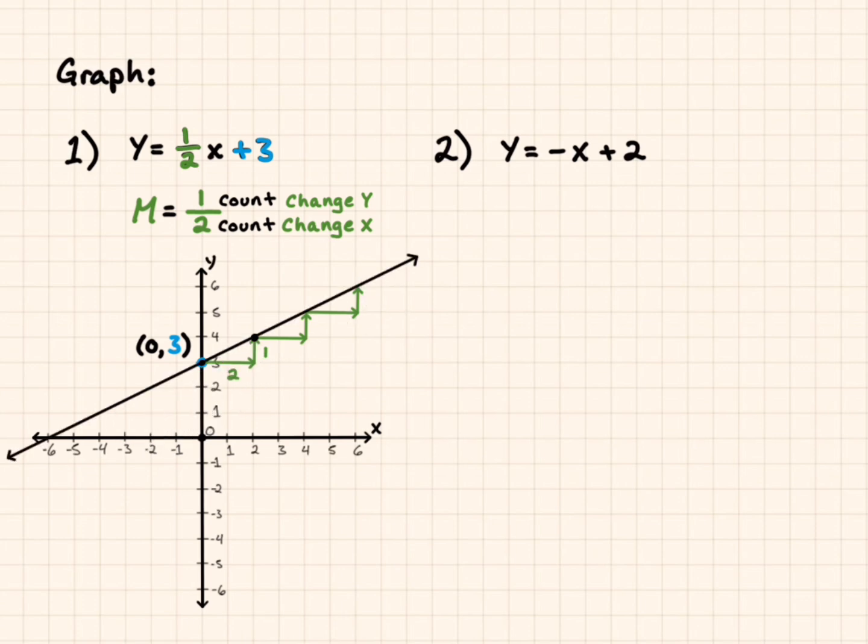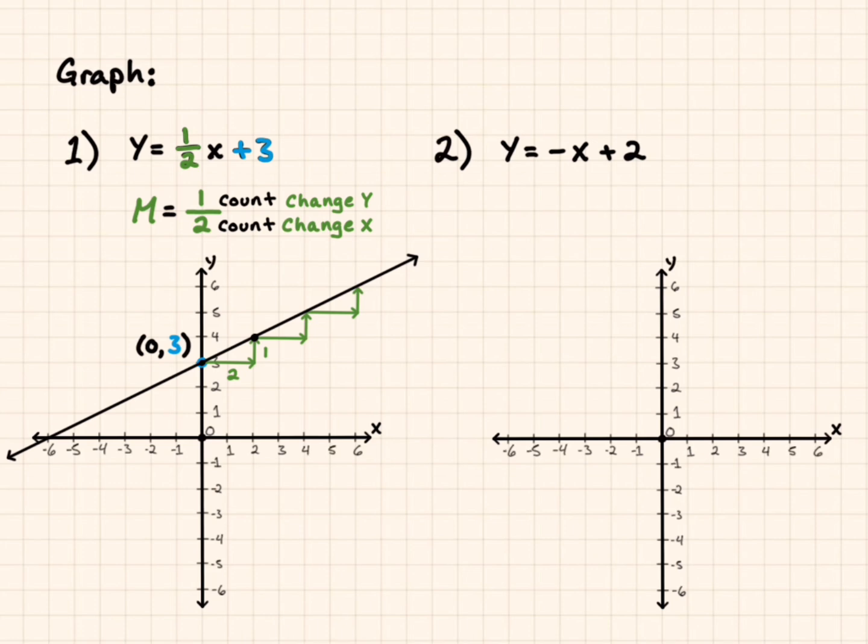Let's try our second example. Number 2 says y equals negative x plus 2. We're going to have our coordinate plane, our x and our y-axis. We're going to start off with our plus b. It's plus 2 here. So I'm going to graph that on the y-axis. Then I'm going to follow my slope. Now if there's no value next to x, we're going to assume that's 1. And if we have a negative, 1 becomes our slope. So I can say that m equals negative 1 here.